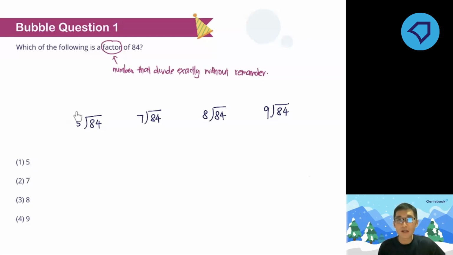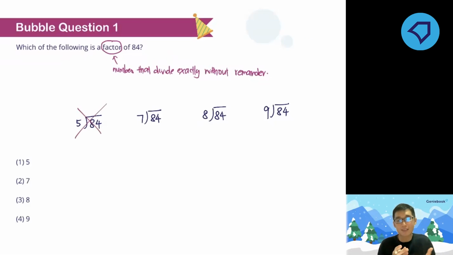Now again, remember, any number that ends with 5 or 0, then they are divisible by 5. But 84 doesn't end with a 5, neither does it end with a 0. So therefore, 84 definitely cannot be divided by 5 exactly. So I don't even need to do this. I can straight away cross it out. Okay, so this is what I meant by the divisibility rule.